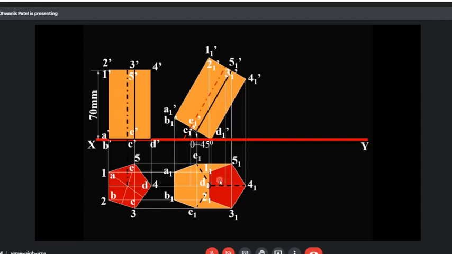So whenever you solve a problem of projection of solids, you just remember one thing. First, outer points are always connected by solid lines. Second, points which are far away from the observer are represented by hidden lines. Clear? Is there any doubt?